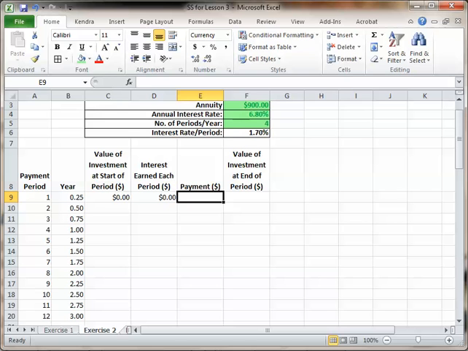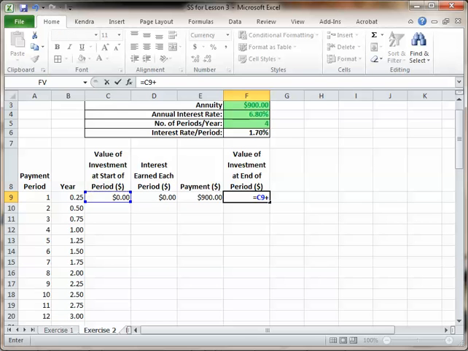The payment is going to be the 900, and we're taking that out of cell F3 always. So we're taking it out of cell F3, and I'm going to lock that cell. So when we press enter, we should get $900. And the value of the investment then would be the value of the start plus the interest earned plus the payment. So in this case, I'm going to go with equals C9 plus D9 plus E9. Enter. And at the end of the first period, we have $900 in our investment.